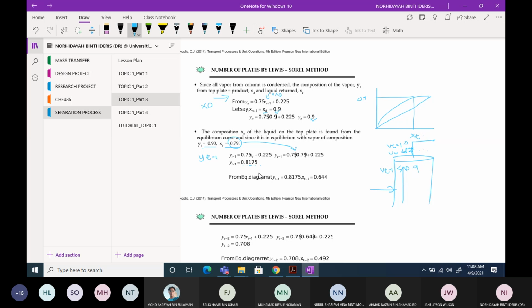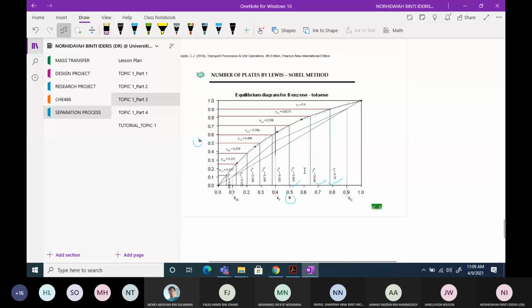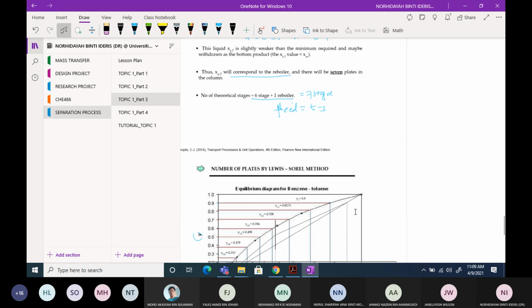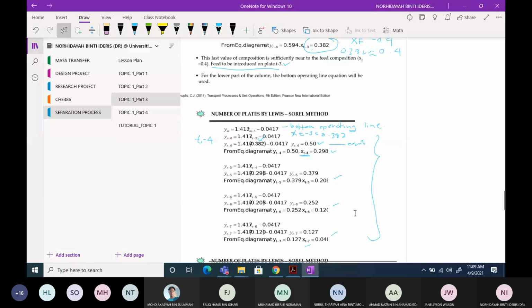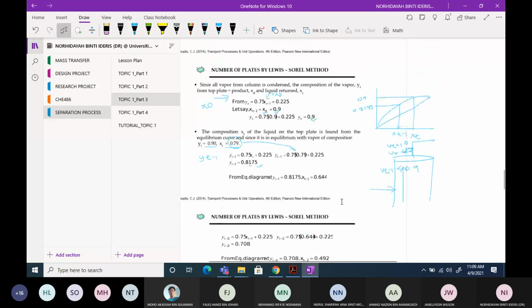Alright, so now you repeat the same step. After you get the value of 0.8175, go through this equilibrium line and read what is the value of xt minus 1. And that should give you 0.644. Somewhere here is 0.644.